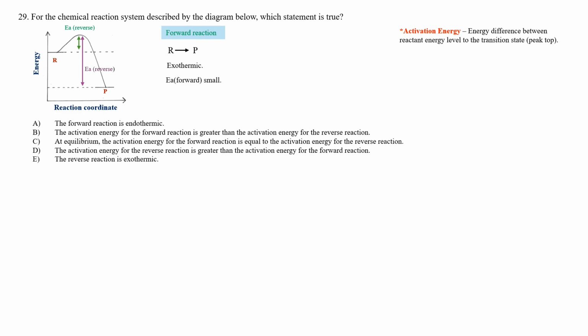Let's consider the reverse reaction. Reverse reaction, products go to the reactants. The reverse reaction is endothermic and EA is indicated in purple color. It is larger than the forward reaction. Now in the given statements, the activation energy for the reverse reaction is greater than the activation energy of the forward reaction.